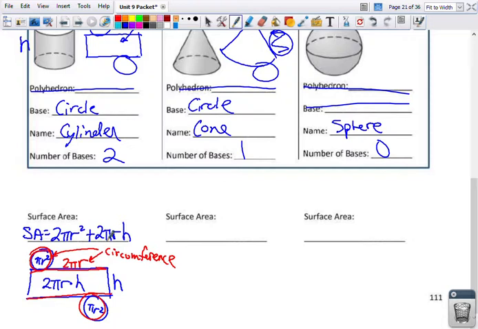Just add it up. Don't memorize it. Just know that that's the circumference. That's how you can find it. You know your pi r squared. Add them together. All right, surface area of a cone is going to be a little more complicated.